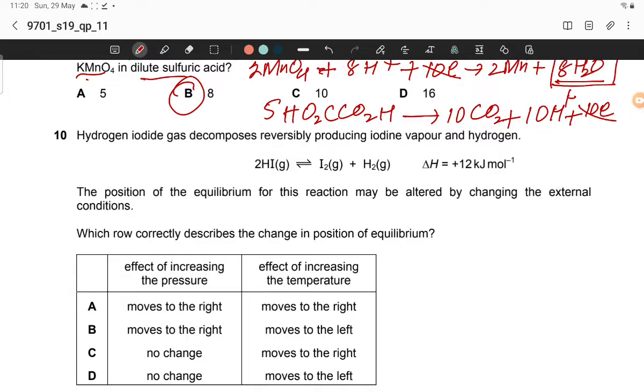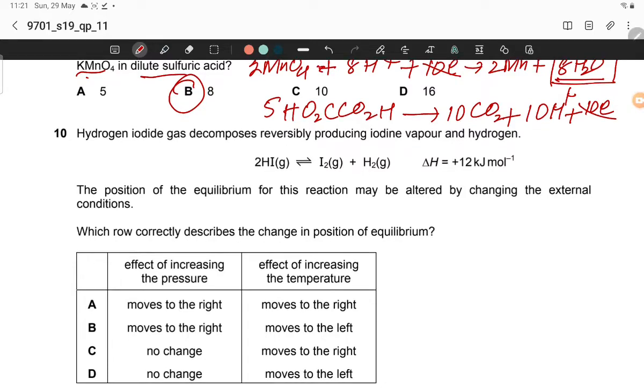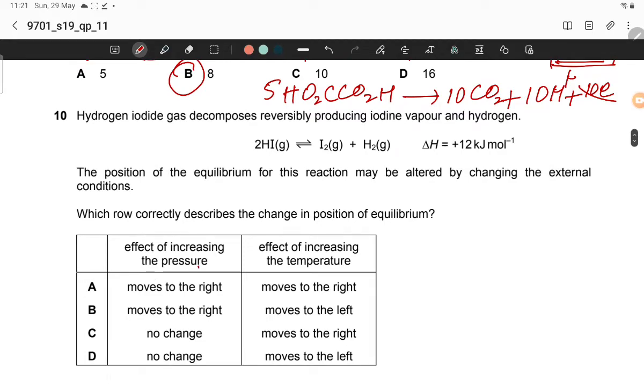The position of equilibrium for this reaction may be altered by changing the external conditions. Which row correctly describes the change in position of equilibrium, affecting the increasing pressure? 2 mole on this side and 2 mole on this side. So there is no change in position of equilibrium by increasing pressure. Effect of increasing the pressure: no change.